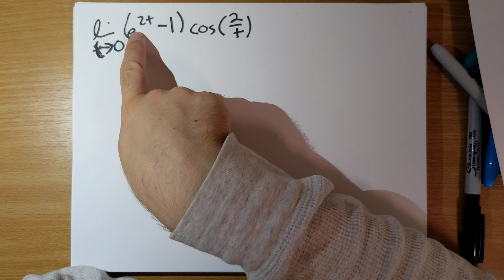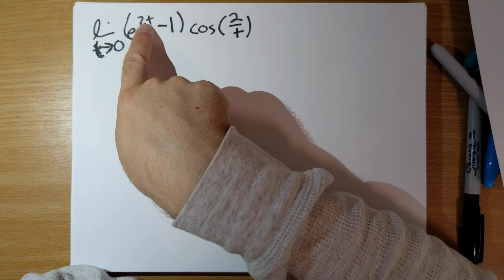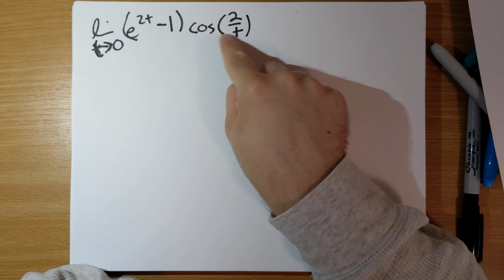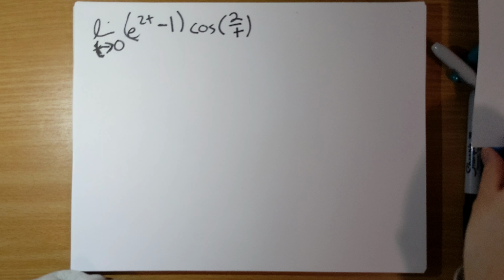As t goes to 0, e to the 2t will go to e to the 0, which is 1. 1 minus 1 is 0. This first term will be 0. Cosine of 2 over t, as t goes to 0, 2 over t will be going off to positive infinity. So this is the weird term.